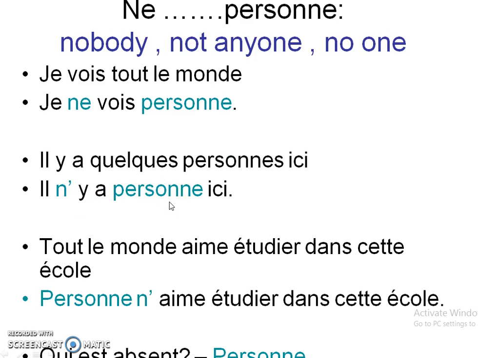Tout le monde aime étudier dans cette école. Everyone likes to study in this school. No one likes to study in this school. No one is mentioned at the beginning of the sentence, hence the word personne is placed at the beginning, and to complete the negation we put ne before the conjugated verb. Qui est absent? Who is absent? Personne, no one.